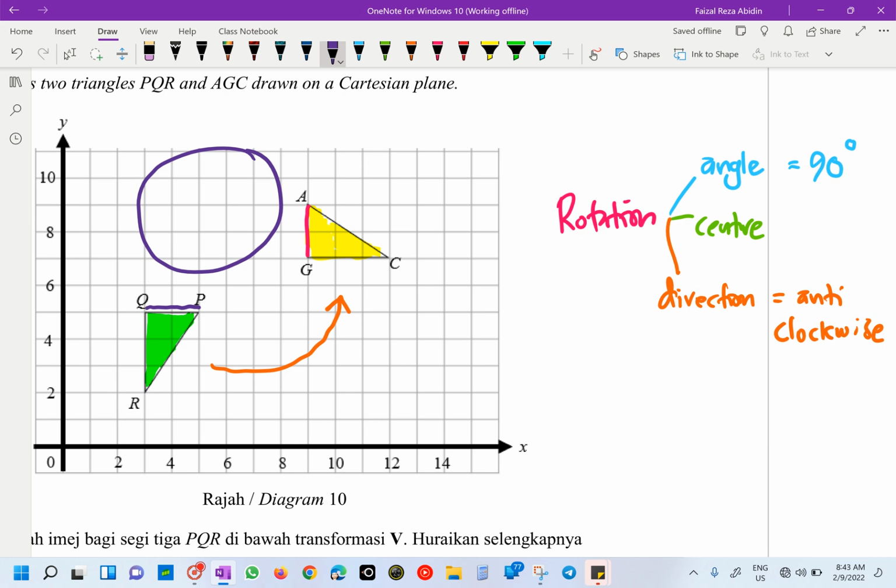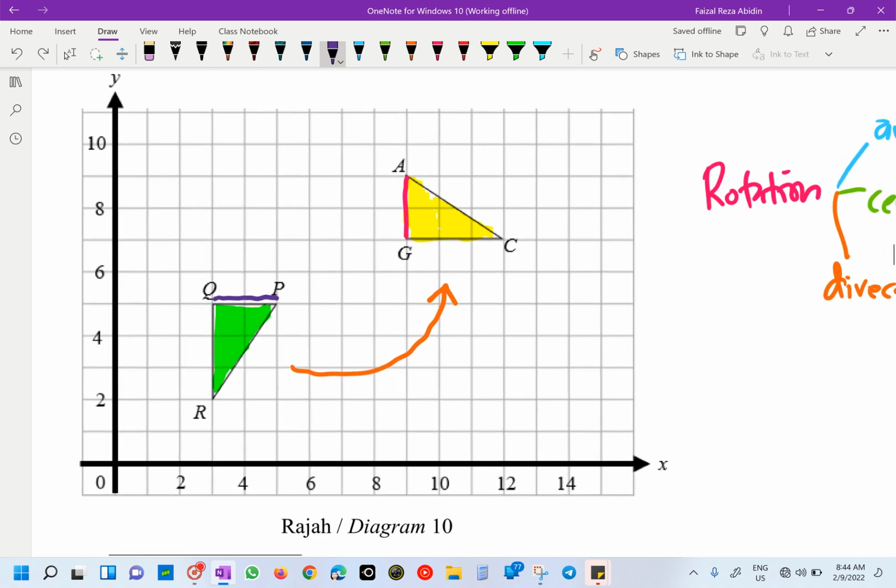Sabarlah. Okay. Now, the final marks given. Rotation 1 mark. 90 degree anti-clockwise 1 mark. The other 1 mark. 3 markah kan? So, this one dia lebih crucial sikit. Let me... This one, please look. Saya padam dia punya yang warna-warna ni.